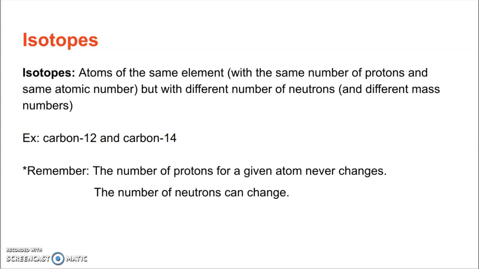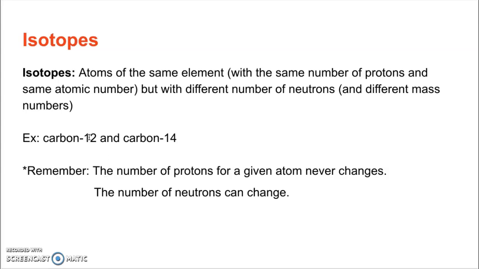To answer that question, isotopes are atoms of the same element. So they have the same number of protons, the same atomic number, such as carbon. Two atoms of carbon, but they may have different numbers of neutrons. They might have a different mass number. Examples of this are carbon-12 and carbon-14. Both are carbon, which means they still have the same atomic number of 6. They still have the same number of protons, which is also 6. But they might have different numbers of neutrons.